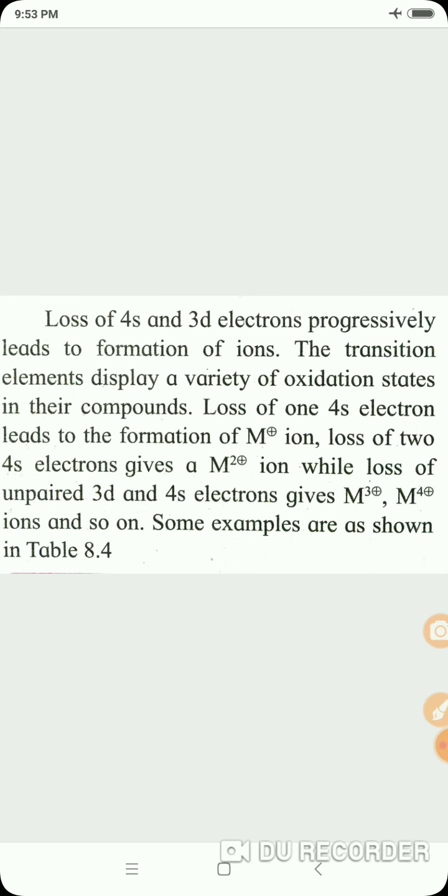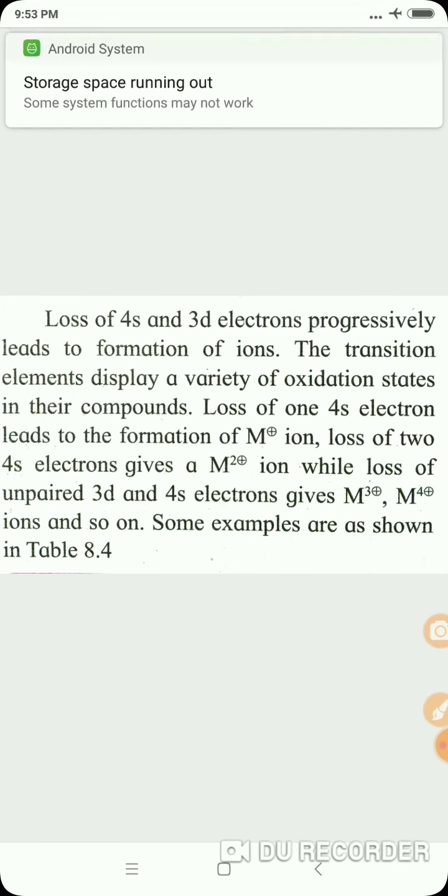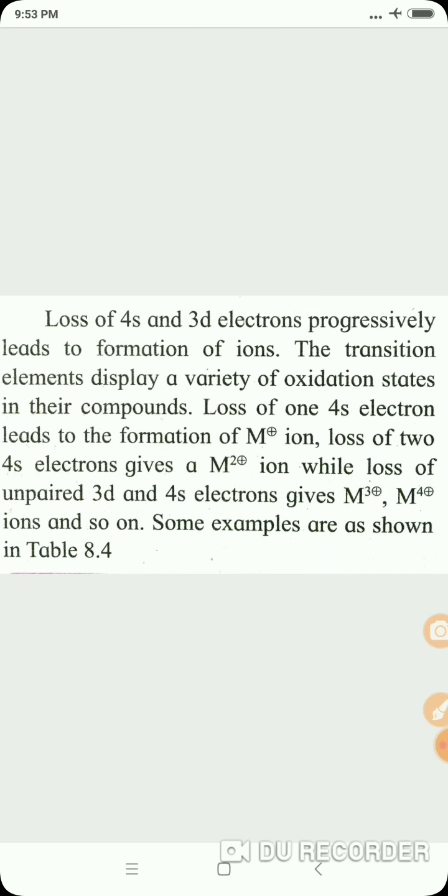Now in the above table we see that a variety of oxidation states are shown by the transition elements, and the reason is that the loss of the 4s and 3d electrons progressively leads to the formation of ions. We know that the 3d series elements contain a valence shell, that is 3d and 4s. The 3d and 4s orbitals are present as the valence shell in the 3d transition series elements.